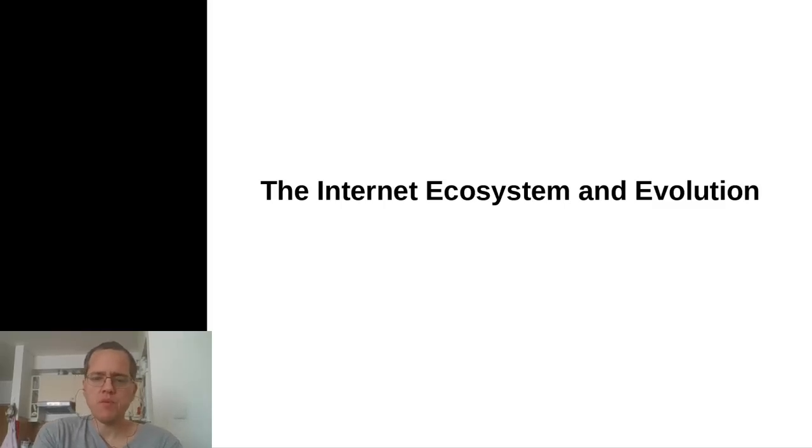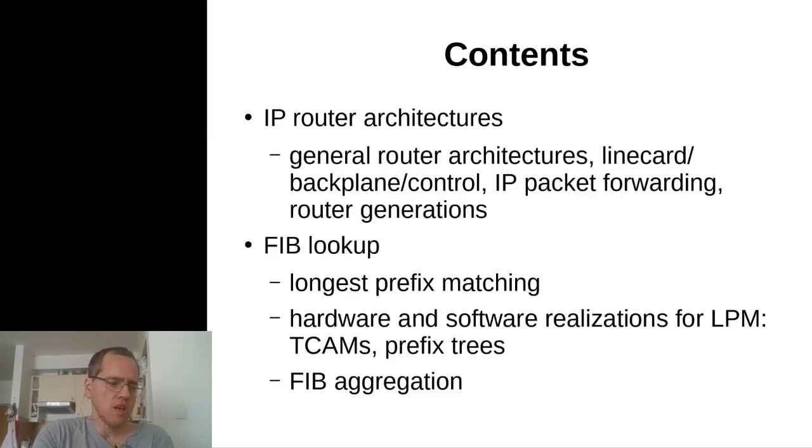So welcome everyone. This is the next presentation of the Internet Ecosystem and Evolution subject. And today we are going to discuss one of the most important constituents of the Internet, namely the IP routers. So we're going to deal with IP router architectures, and we're going to look into one of the most important and most interesting theoretical and practical questions related to IP router design, and this is the fib lookup algorithms. Namely how to implement longest prefix matching.